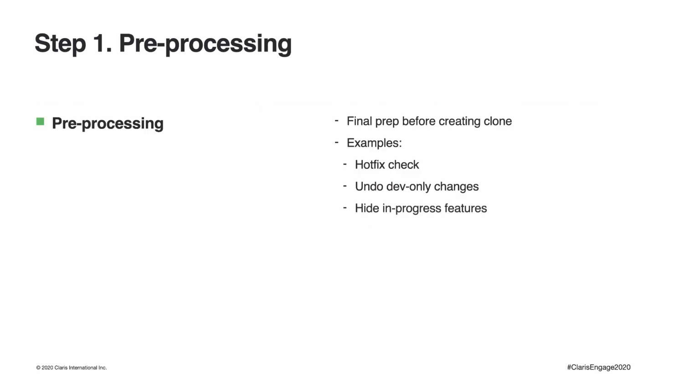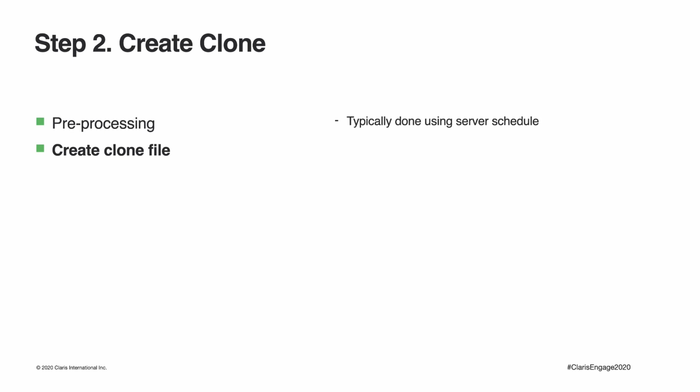And a third example of the kinds of things we might do as part of pre-processing would be to hide any changes or new features that are still in progress and aren't ready to be released to users. This could be as simple as hiding the navigation button that takes the user to that new admin layout you've been building. The next step is to create a clone of the development file.